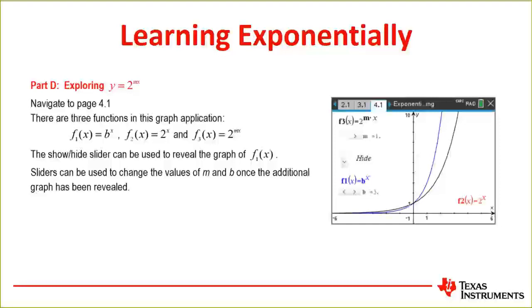So the location of the graph is unchanged. The shape is dilated towards the y-axis. The dilation is by a factor of 1 on m parallel to the x-axis or towards the y-axis. Again, the y-intercept is invariant.